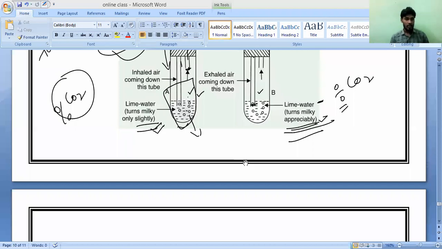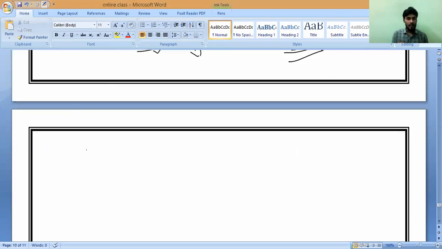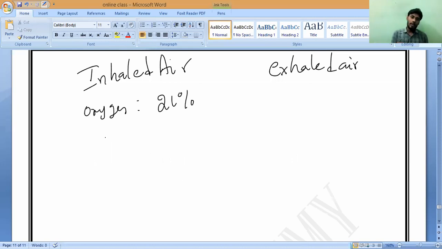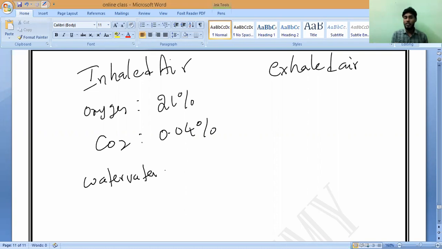Now take the percentages. Inhaled air, the oxygen percentage in air is normally 21%. Now for exhaled air. What is the carbon dioxide percentage in inhaled air? It is 0.04%, and water vapor is not fixed, it depends upon the place. So some amount of water vapor is present.